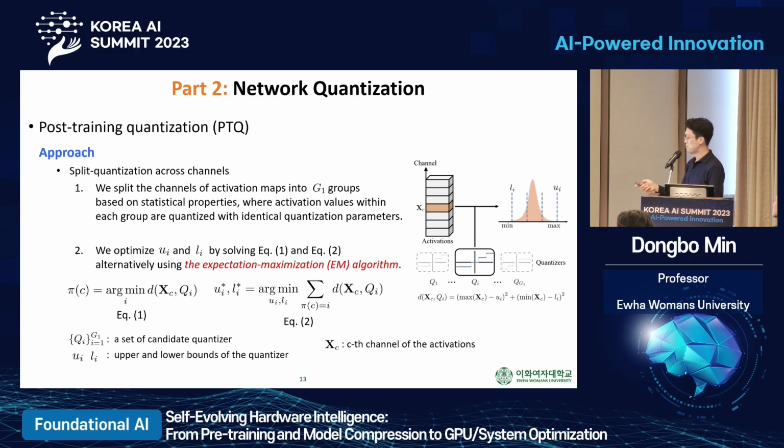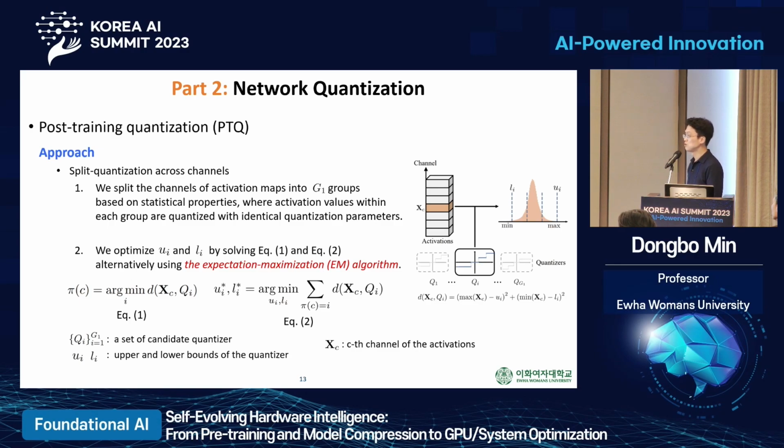But finally, after grouping them, in order to group the channels, we are doing an expectation and maximization algorithm. So we want to optimize u_i and l_i, the upper bound and lower bound of the quantizer, and i is the index of the group. So let's say we have, for instance, 64 channels, and then let's group them, for instance, into 4 groups, first group or second or third or the fourth. Then we want to do the quantization for each group individually.